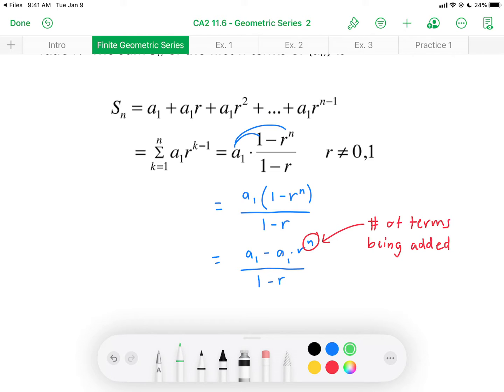Okay, and I think it's worth mentioning here, notice we do have a restriction on R. It can't be 0, it can't be 1. That's the same restriction on R for any geometric sequence. Just think if you're multiplying by 0 or you're multiplying by 1, you're not going to get different terms each time.